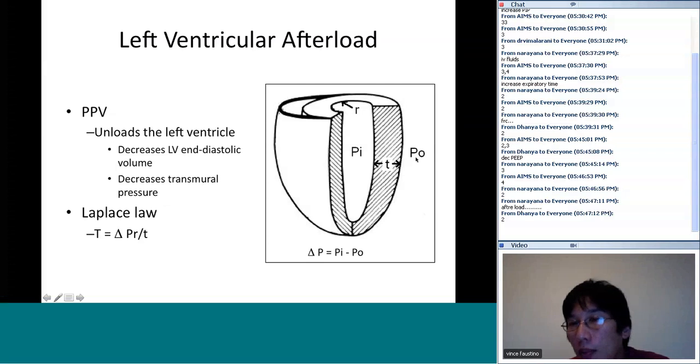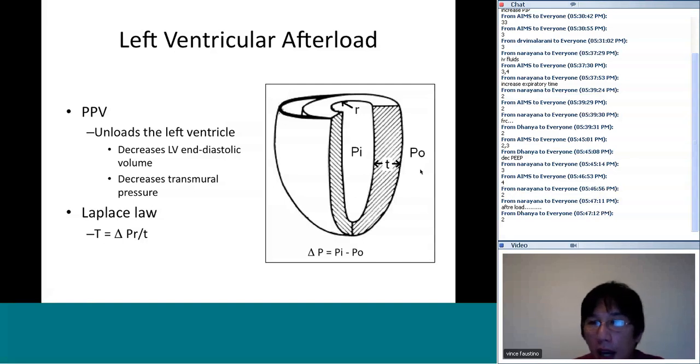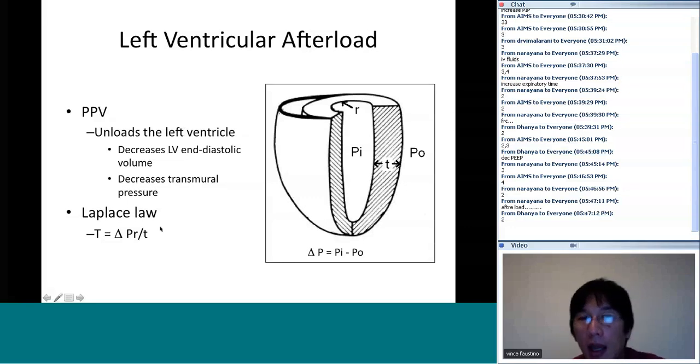So if you're breathing spontaneously, your ventricle is getting pulled away from the lumen. But if you're giving positive pressure, then it's actually positive going into that direction. So when you have positive pressure ventilation, the difference between PO and PI actually decreases, and if this factor decreases, then this decreases, and that's actually less work for the heart to do.